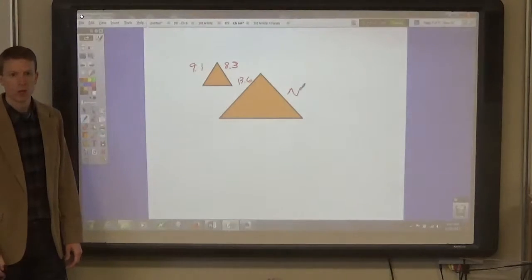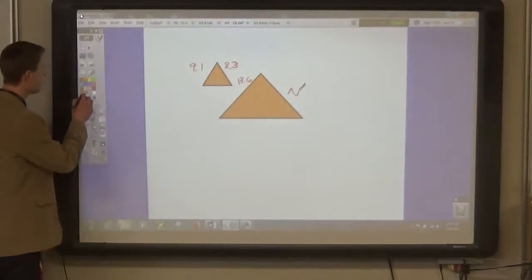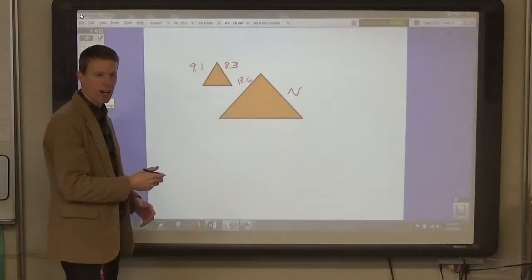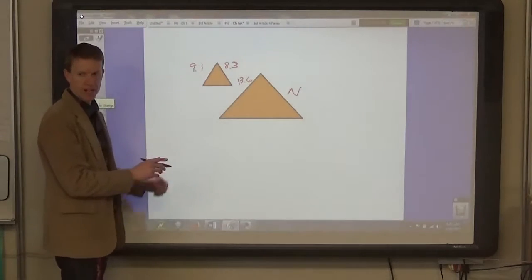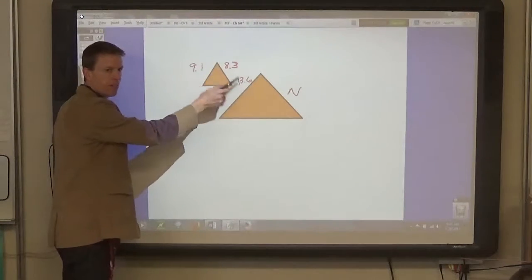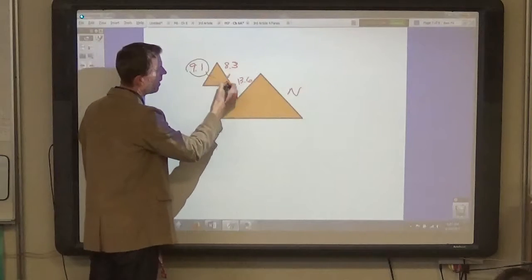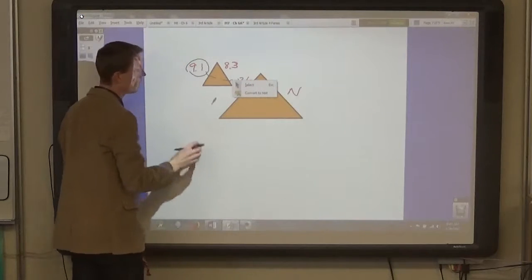So what we need to do is first write a proportion that sets up the numbers in the same order, or in the same way. So which sides correspond? It's the same side on the other figure. 9.1 and 13.6. Right, so we want to write a proportion that shows that these two sides correspond.